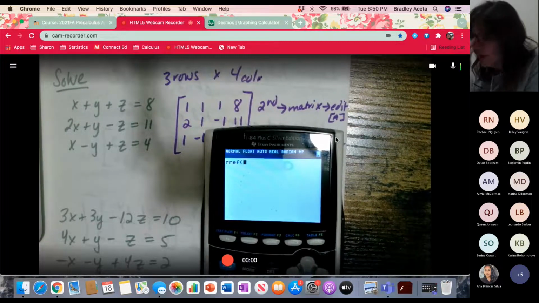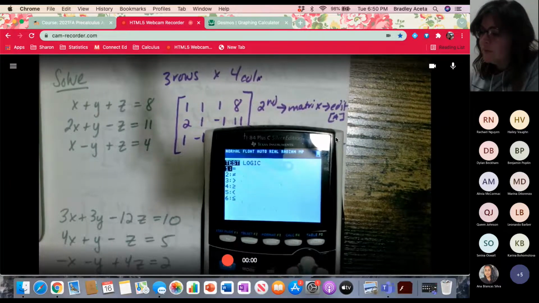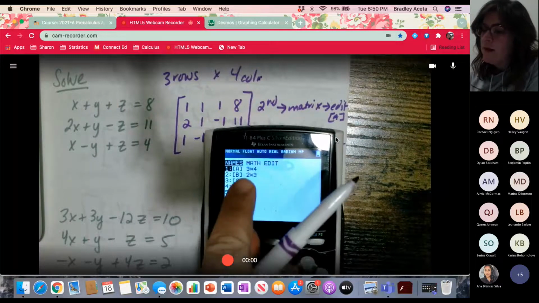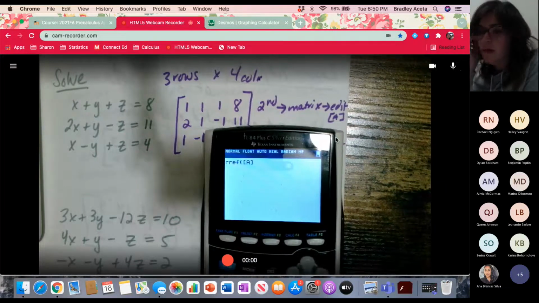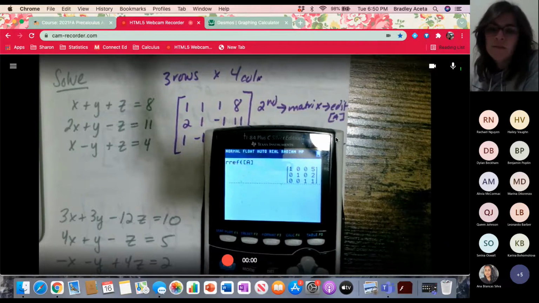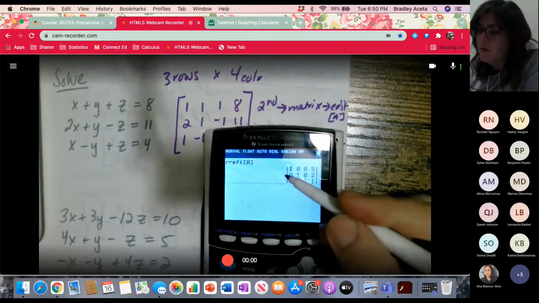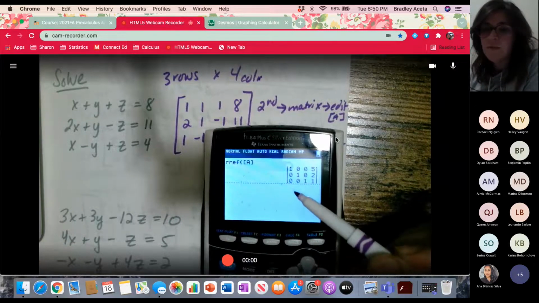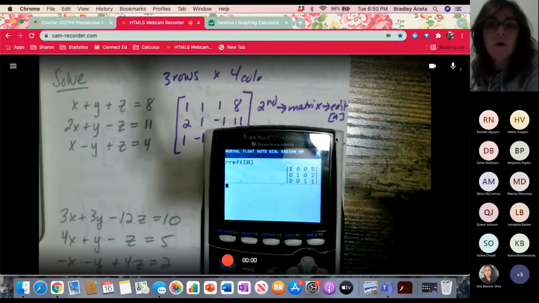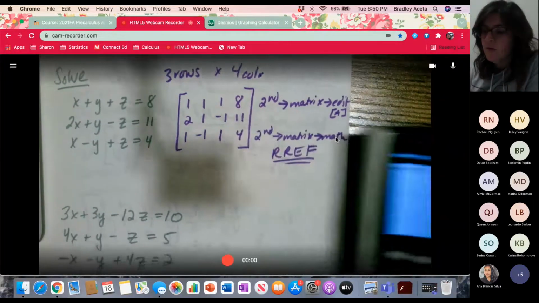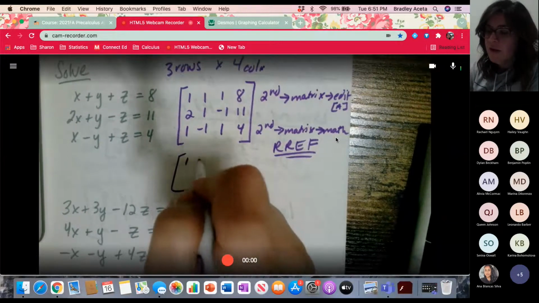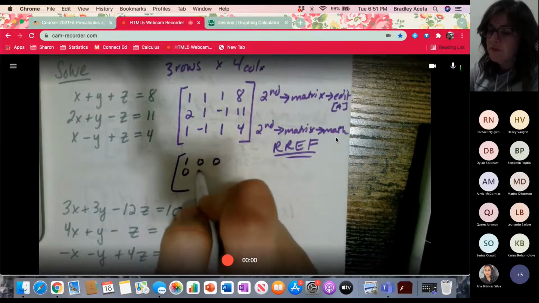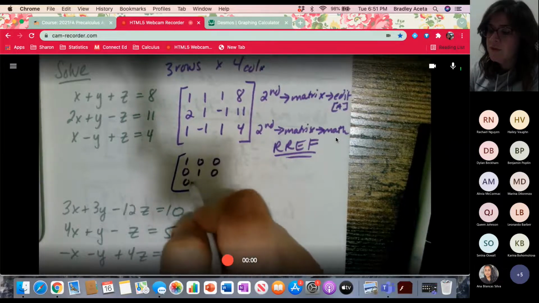Then you go back into the matrix, second matrix, and hit A, where you typed in that matrix. And then just hit enter. And what comes up are all the answers. This right here is what you want to see. You want to see a diagonal of ones and zeros everywhere else. And then you want to see that last column hopefully be numbers. What you've just done is solved. So you want to see this 1, 0, 0, 0, 1, 0, 0, 0, 1.